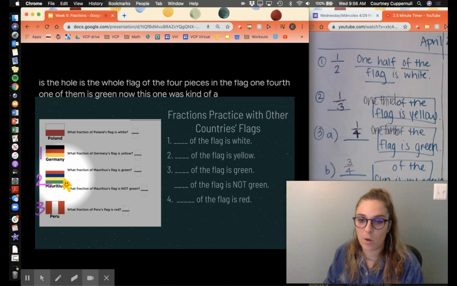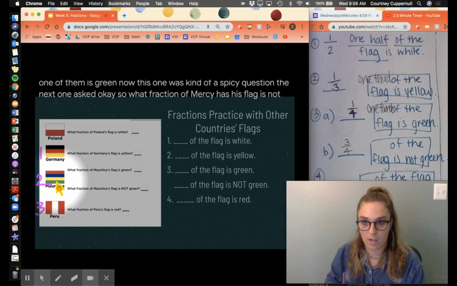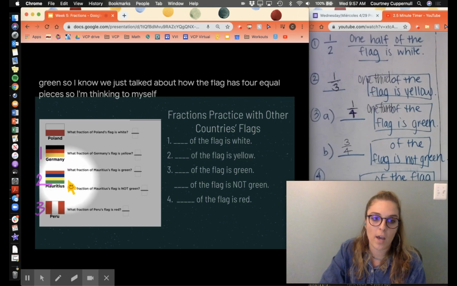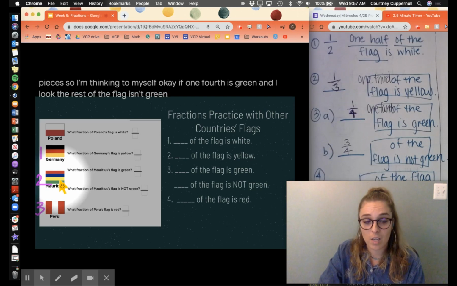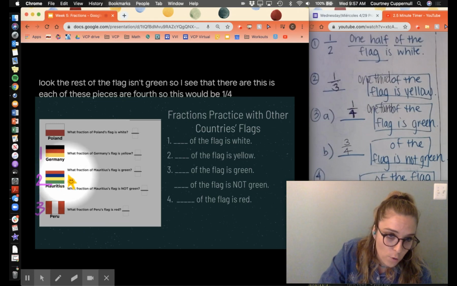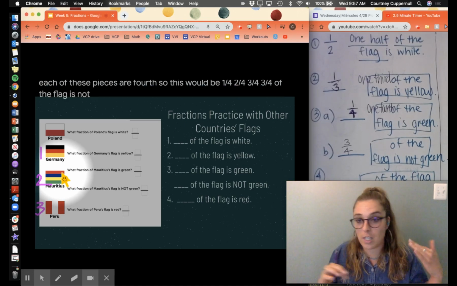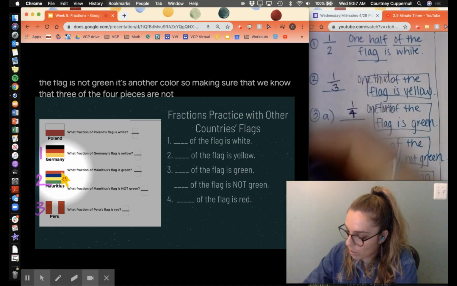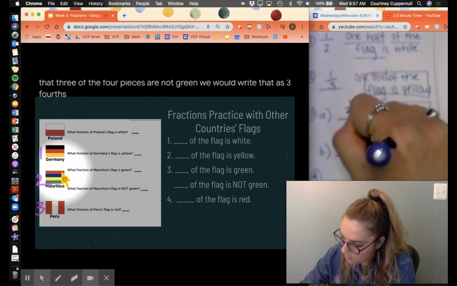Now, this one was kind of a spicy question. The next one asked, okay, so what fraction of Mauritius's flag is not green? So I know we just talked about how the flag has 4 equal pieces. So I'm thinking to myself, okay, if 1/4 is green, and I look, the rest of the flag isn't green. So I see that each of these pieces are a fourth. So this would be 1/4, 2/4, 3/4. 3/4 of the flag is not green. It's another color. So making sure that we know that 3 of the 4 pieces are not green, we would write that as 3/4.